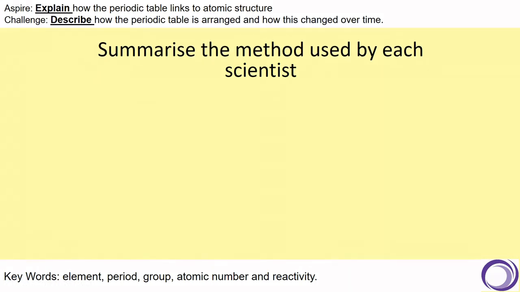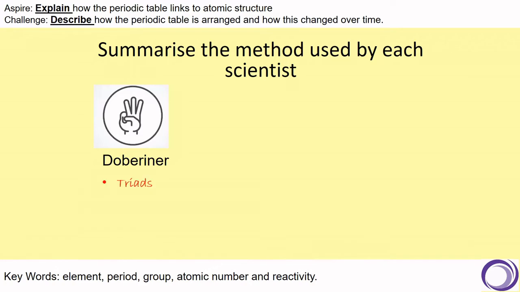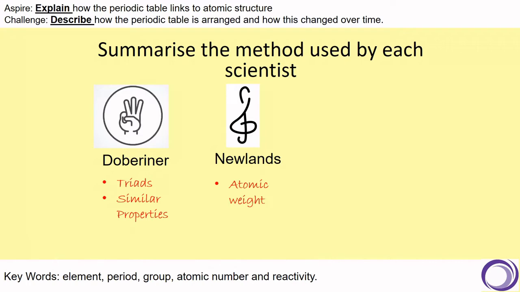So let's just go through the work of each of those scientists. First of all, we've got Dobrina. He had triads, and the triads, the 3s, all had similar properties. Then we've got Newlands. Newlands had all of his elements going in order of increasing atomic weight and in a row of 7, and then he'd start the next row and continue with increasing weight.